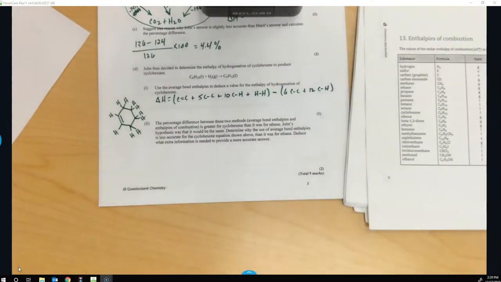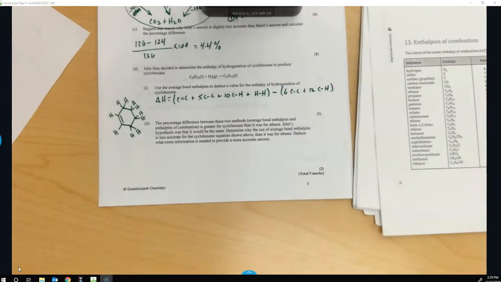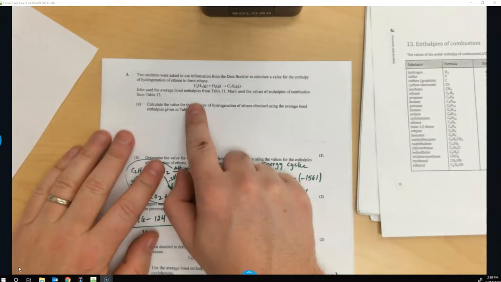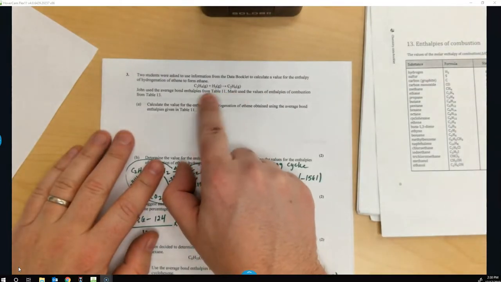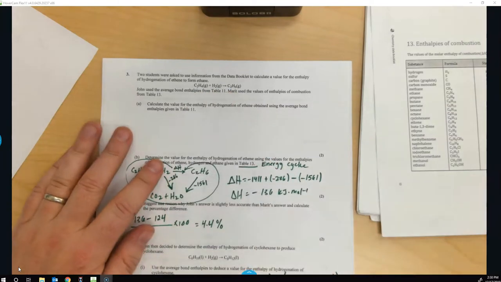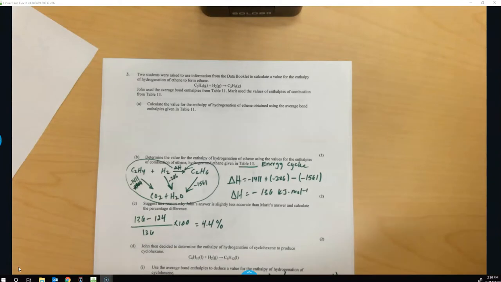Finally, the percentage difference between these two methods is greater for cyclohexene than it was for ethene. John's hypothesis was that it would be the same. Right. Why are average bond enthalpies less accurate for cyclohexene shown above than it was for ethene? So one more thing to remember about average bond enthalpy. In the ethene equation, everything was gaseous. In order to do bond enthalpy, all of the reactants and products should be in the gas phase. And the definition of average bond enthalpy is the energy required to break a bond in the gas phase.